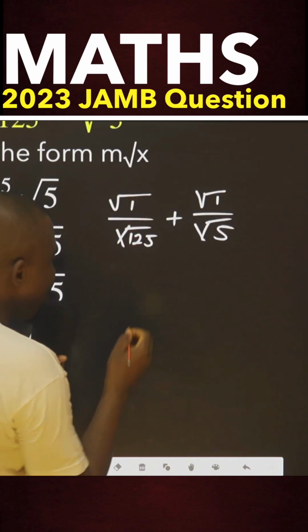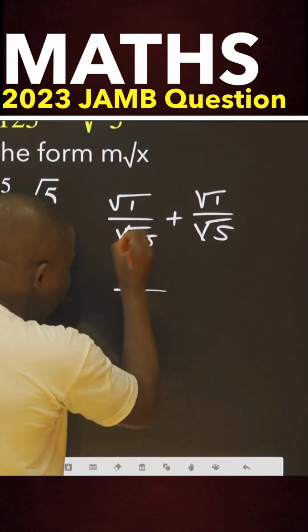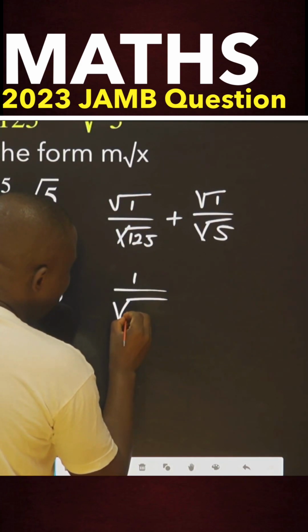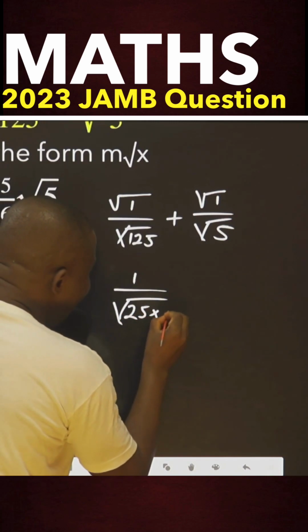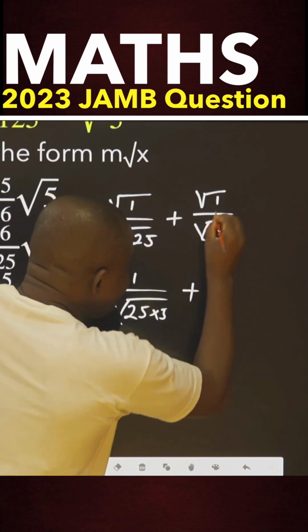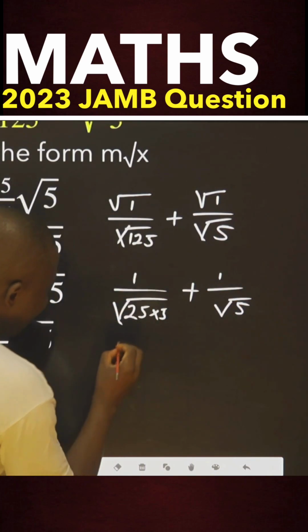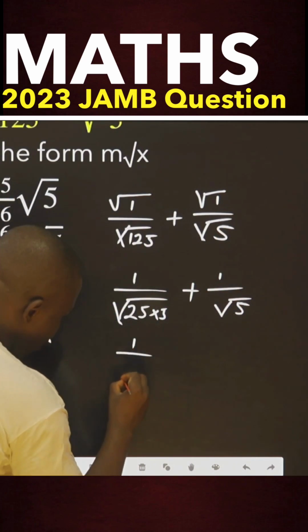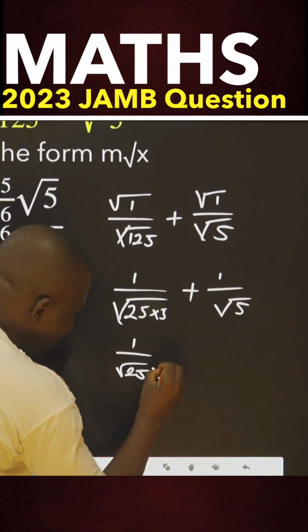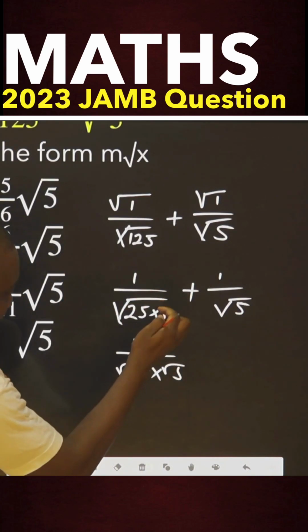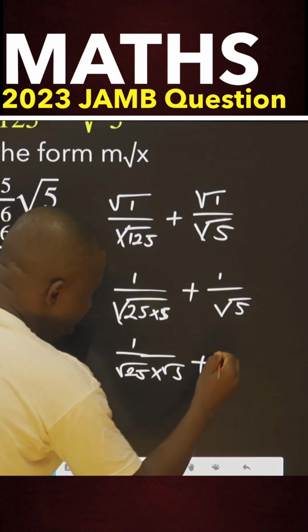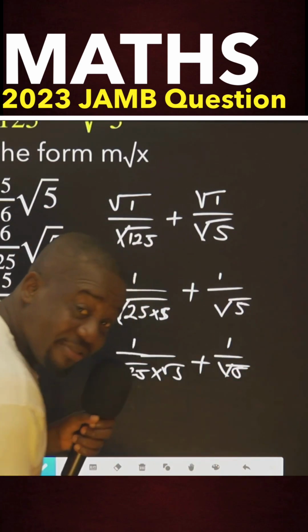Now, the square root of 1 is 1. What is the meaning of this? This simply means 25 multiplied by 5. This is the square root of 1, that is 1. We can't do anything here. This one too, we can still do something: 1 over the square root of 25 multiplied by the square root of 5. We are separating these two now, plus 1 over the square root of 5.